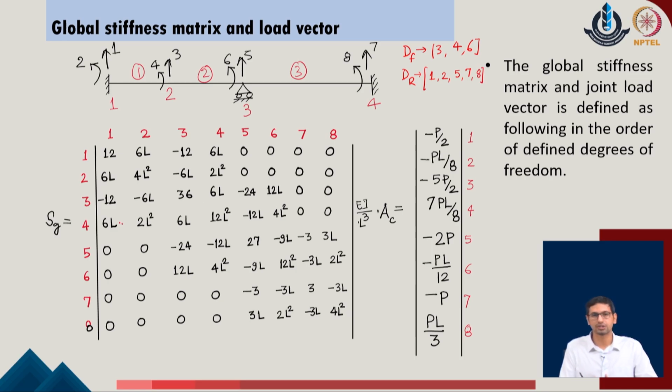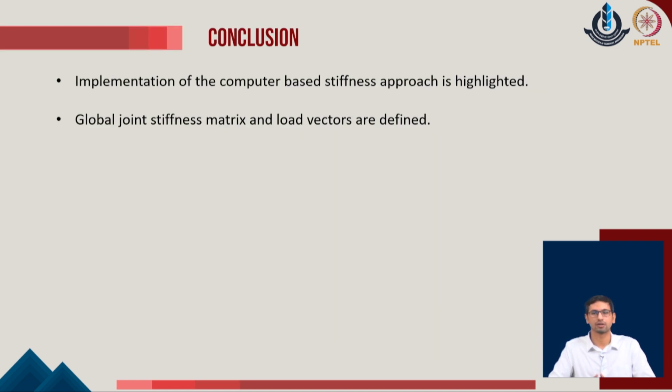So, now I need to rearrange the given matrix so that I can arrange it in the order of the standard solution method which we typically require for the given case, and that is what we will start to look at in the next session. So, we have briefly implemented the computer based stiffness approach for the continuous beam systems. We have identified the global joint load vector as well as the stiffness matrix of the given system, and in the subsequent session we will look at the approach of identifying the contributions with respect to the individual free and restrained degrees of freedom of the given system.